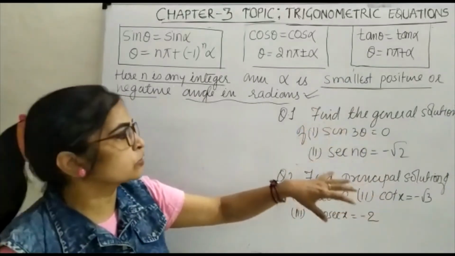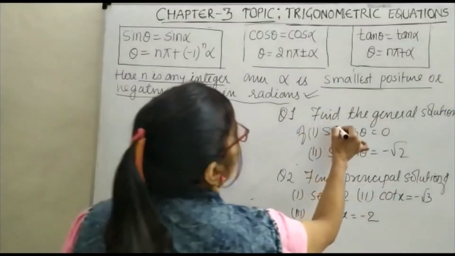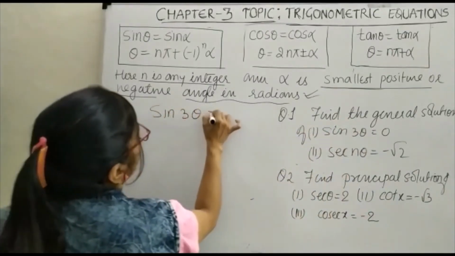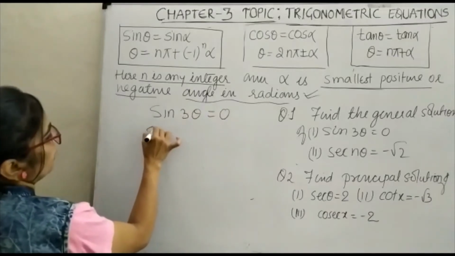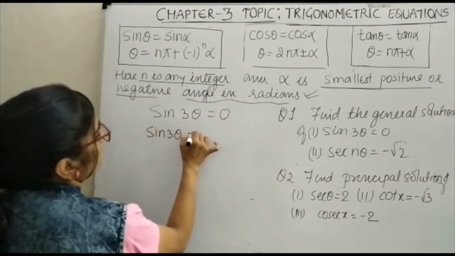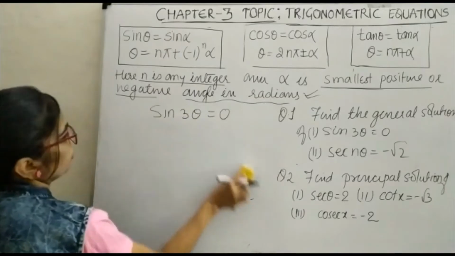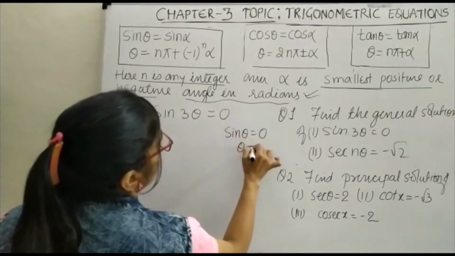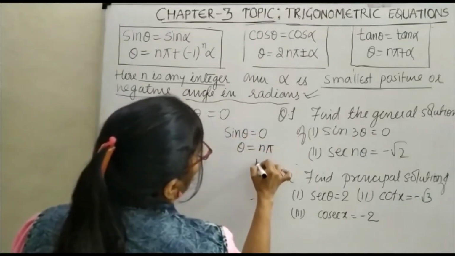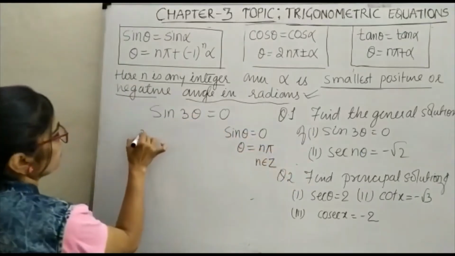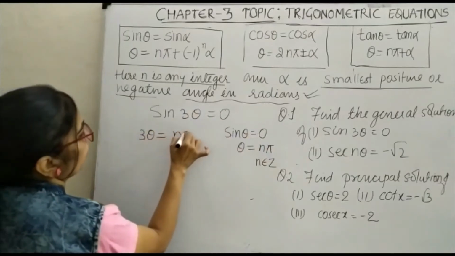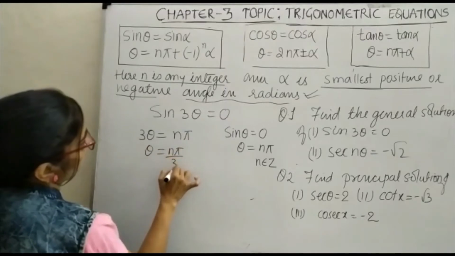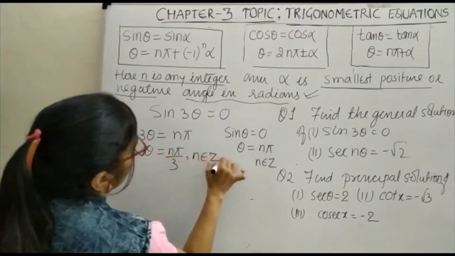Find the general solution of sin 3 theta is equal to 0. We can use the formula, we know that sin theta is equal to 0 implies theta is equal to n pi, where n belongs to Z. इसी तरीके से ये हो जाएगा 3 theta is equal to n pi, और यहाँ से theta आपका हो जाएगा n pi upon 3, here n belongs to Z.